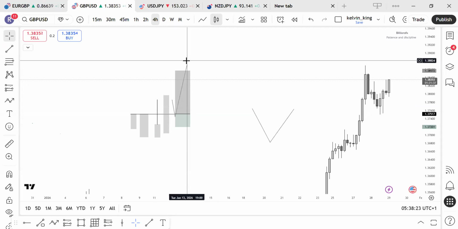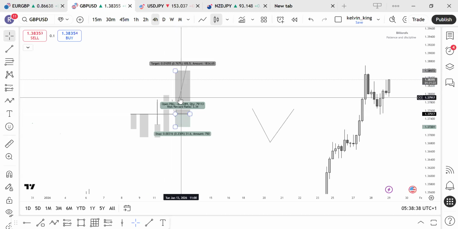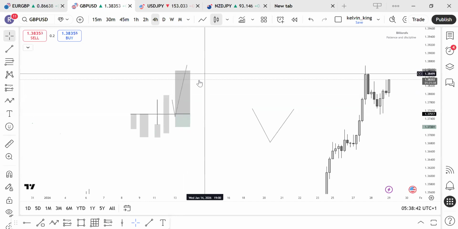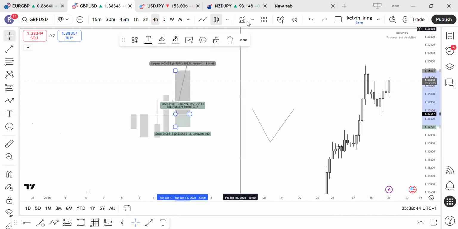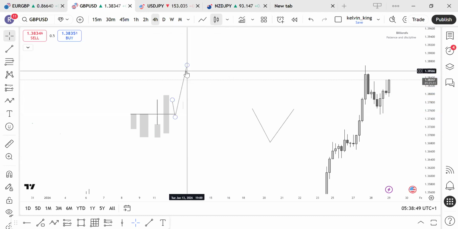Now, why is it effective? Why it is effective is because this is more like a continuation pattern, not a reversal. Remember, we just had a breakout to the upside. So price comes back, retests that breakout level, and then continues in the upside direction. So it's a continuation pattern.